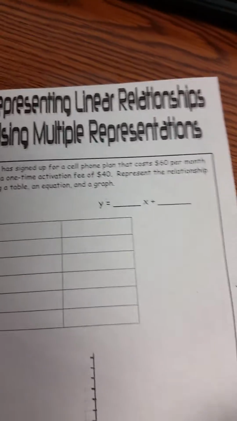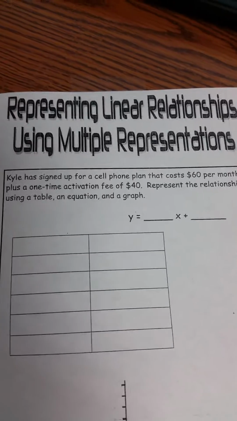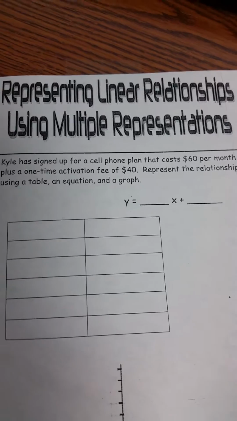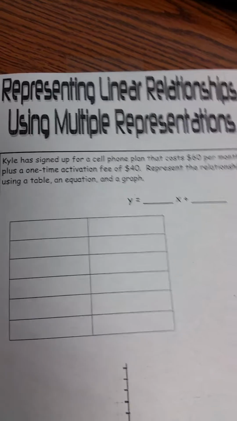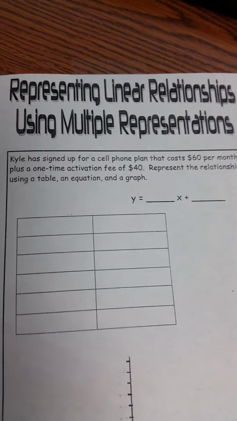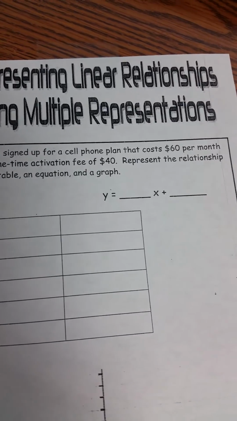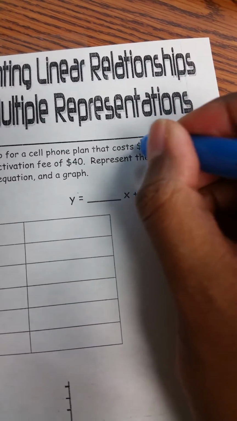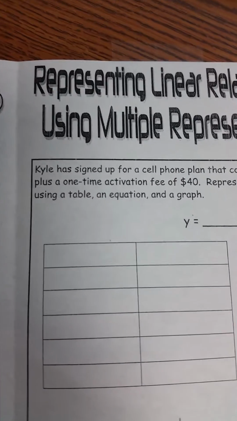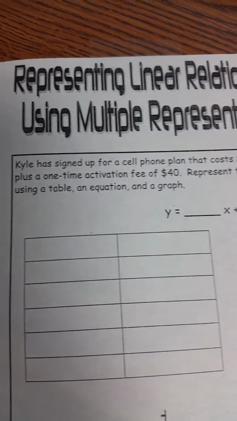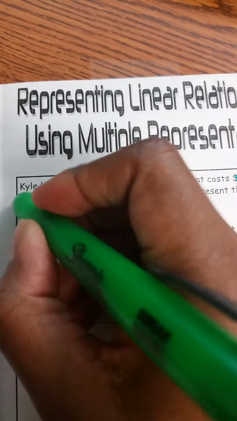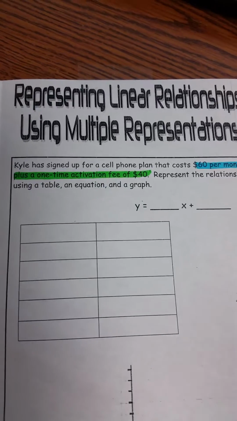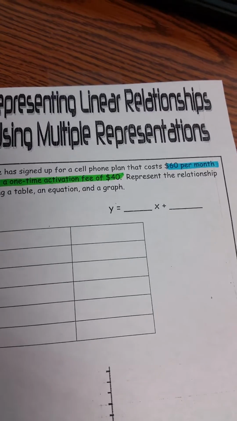All right, representing linear relationships using multiple representations. So now we're going to do a table, an equation, and a graph. Let's read our scenario here. Kyle has signed up for a cell phone plan that costs $60 per month. So I'm going to highlight that, $60 per month, plus a one-time activation fee of $40. We're going to represent this relationship using a table, an equation, and a graph.